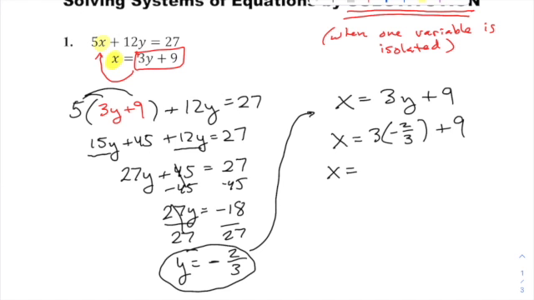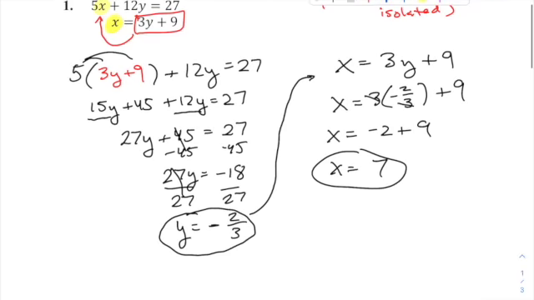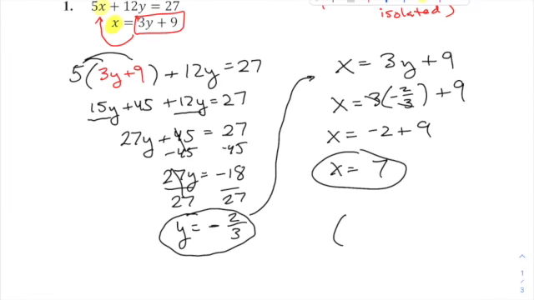So 3 times negative 2/3, right? That's going to leave me with negative 2 plus 9, and negative 2 plus 9 is 7. So that's what we're dealing with there. If you want to answer with an ordered pair, that means they would intersect at 7, comma, negative 2/3.